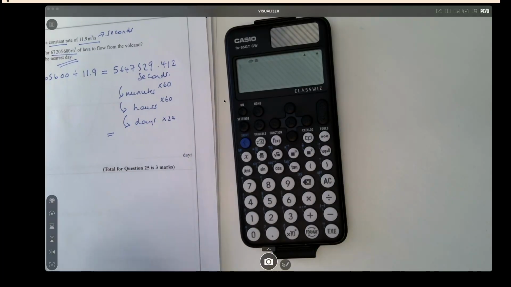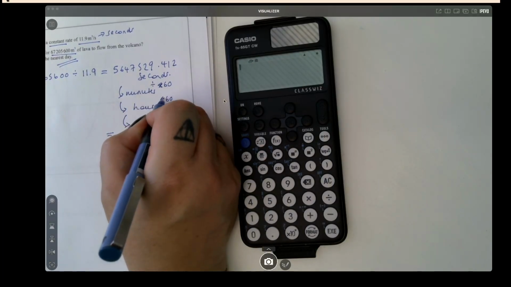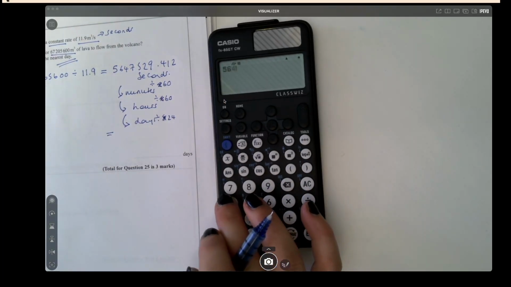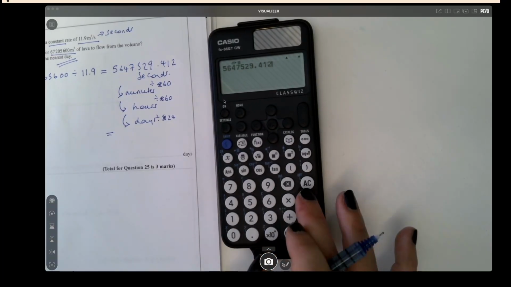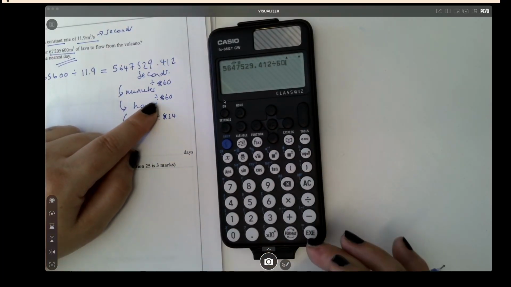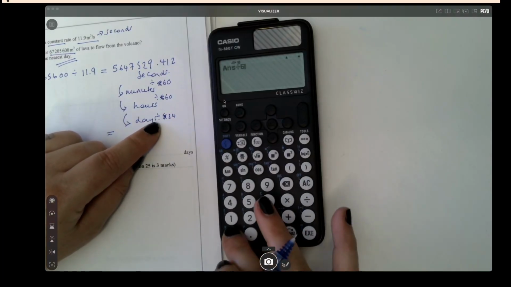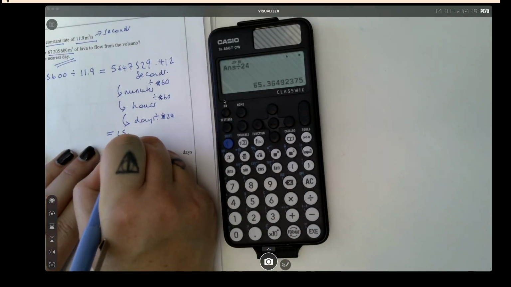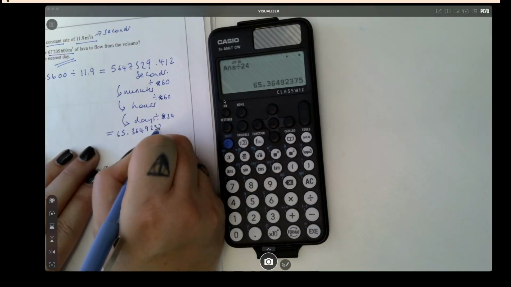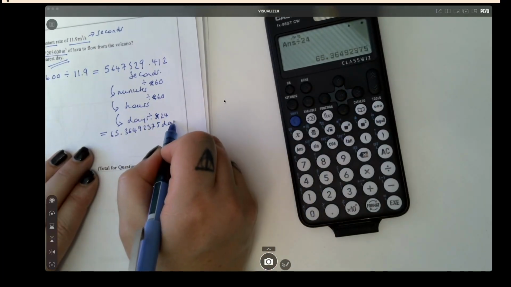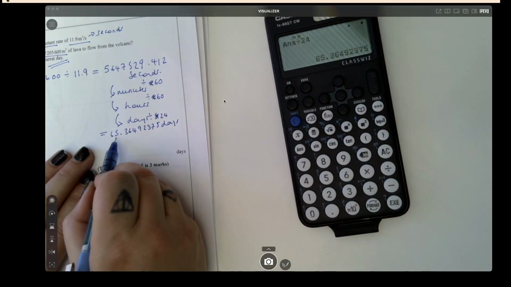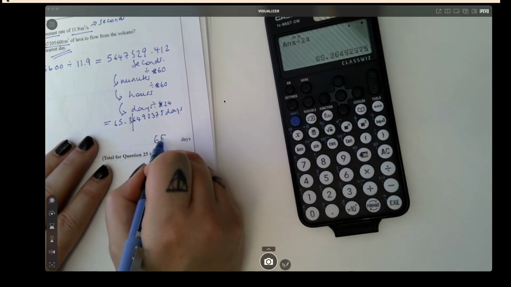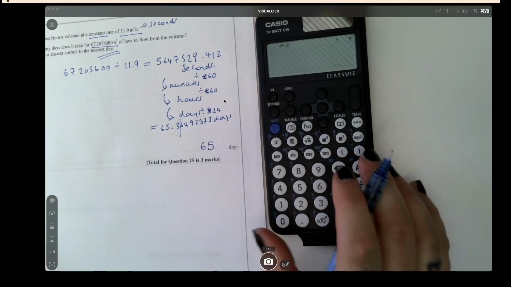No, we're not. We're going to divide. Silly me. Way too big a number. So 5647529.412, divide by 60, and then divide by 24. So that is 65.36492375 days. To the nearest day, it's 65.3. The 3 is less than 5, so it's not going to change it. So it's 65 days to the nearest day.